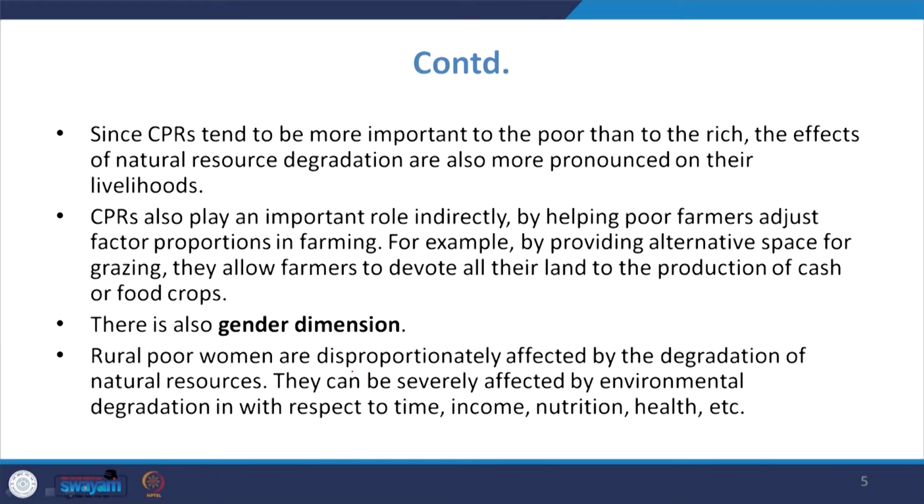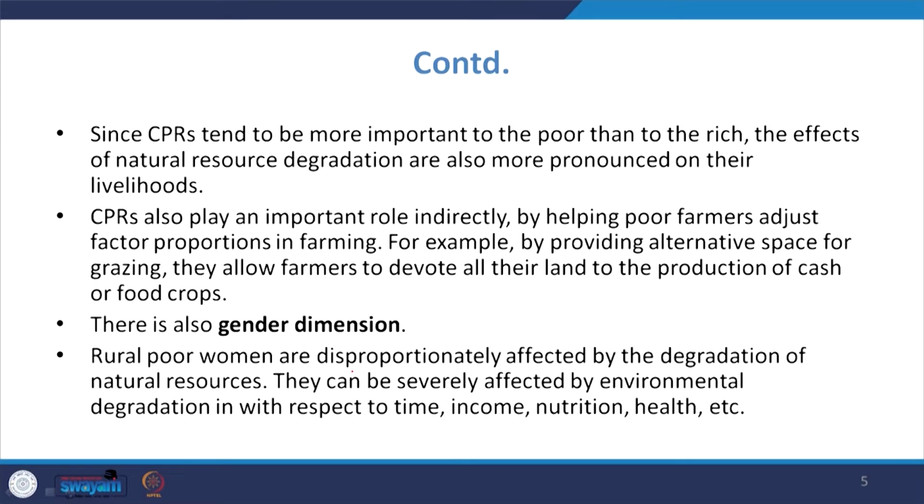So, a degradation in environmental resources will adversely affect the well-being of the women, and if these resources improve, then the well-being of the female workers will improve. They can be severely affected by environmental degradation in respect to time, income, nutrition and health, like air pollution from firewood also badly affects the health of the female.